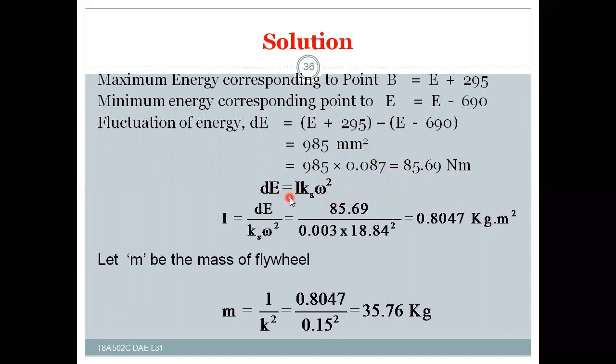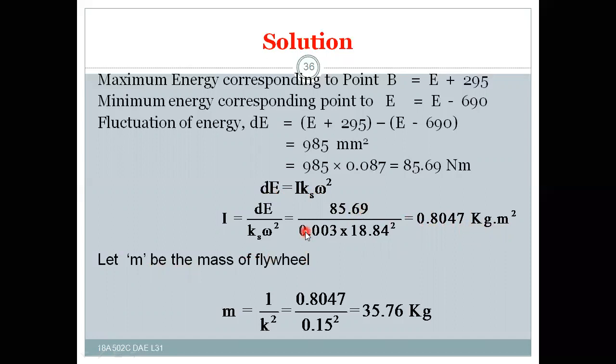That is dE is equal to I Ks omega square. Omega is there for us because 1800 rpm is given. Ks is also there for us, and energy is also there for us. Then you have to calculate I, the moment of inertia. After substitution of dE, Ks, omega square, you will get the I value as 0.8047 kg meter square. Let M be the mass of the flywheel.